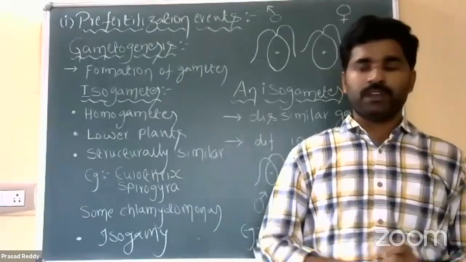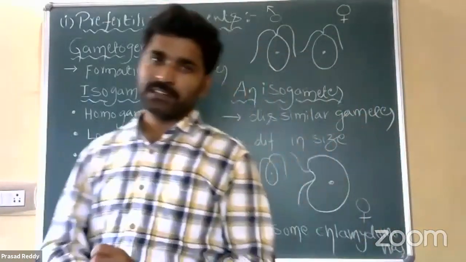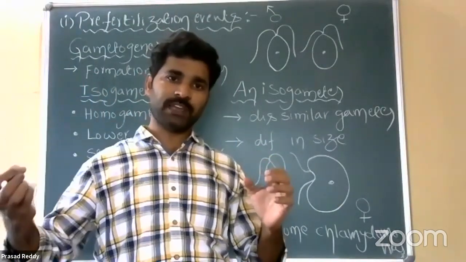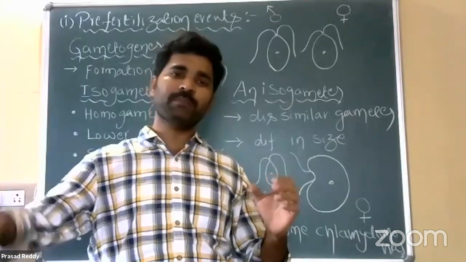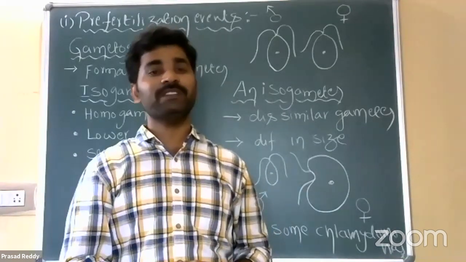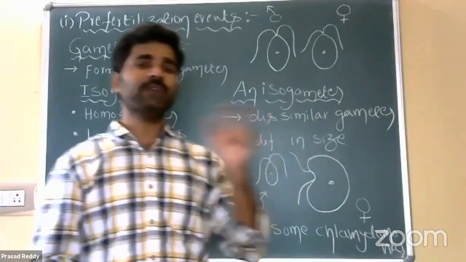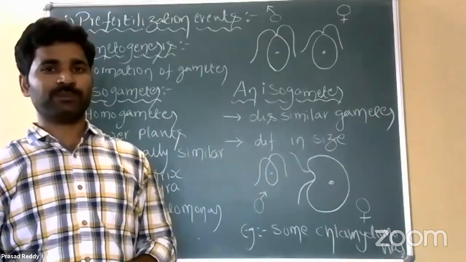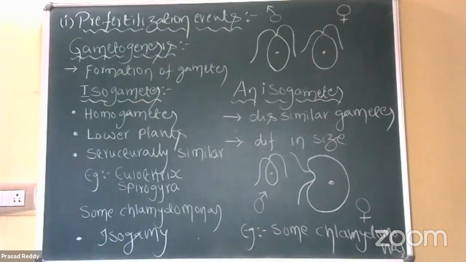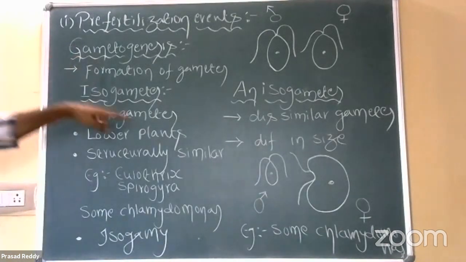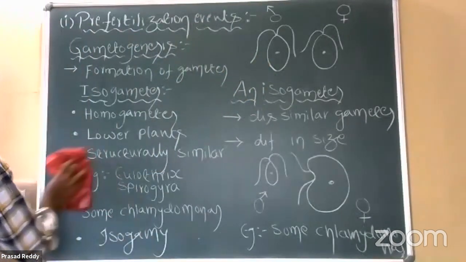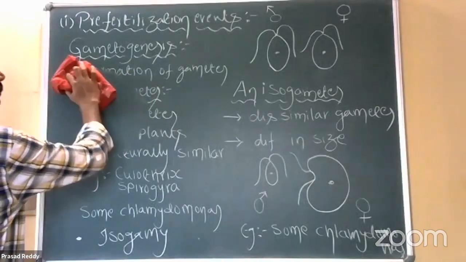One more thing, in some organisms the male gamete is non-motile. With the help of the pollen tube, that non-motile male gamete reaches the non-motile or constant female gamete in some plants. That type of gametes are called oogametes. Isogametes and anisogametes are also called heterogametes actually. Now come to oogametes.